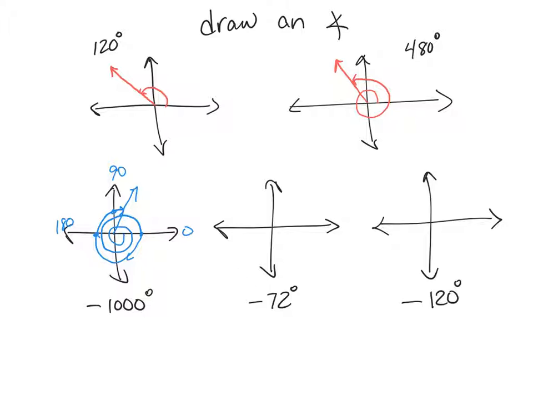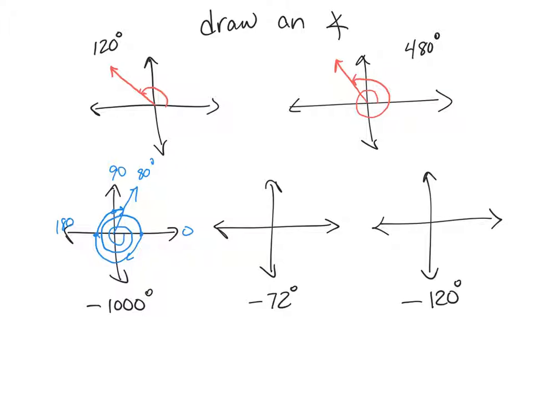If I take negative 1,000, everybody put it in your calculator, negative 1,000, and add 360, hit enter, still negative, add 360, hit enter, still negative, and add 360 again, and hit enter, you get 80 degrees. You don't want to draw an 80-degree angle, but it's going to end at 80 degrees. Well, if this is 90, wouldn't 80 be just inside of the 90 right there? Yeah. So negative 1,000 is coterminal with 80, but you have to still draw the whole trip, okay?